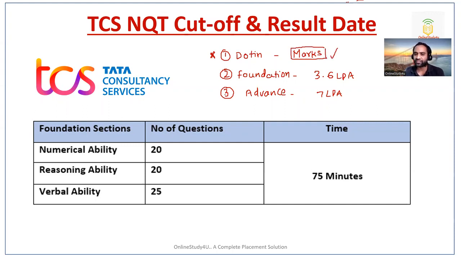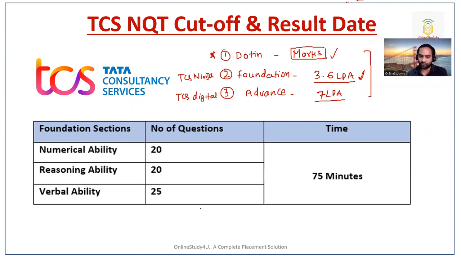Then we have foundation and advanced. Friends, the foundation section is for TCS Ninja. If you clear only the foundation section, you will be called for the TCS Ninja interview, and if you clear that, you will get a package of 3.6 LPA. The advanced section is for the TCS Digital role. If you clear foundation and advanced, you will be called for the interview, and if you clear that, you will get 7 LPA. If you don't clear that, you will get the TCS Ninja profile. So this is routine, foundation and advanced.